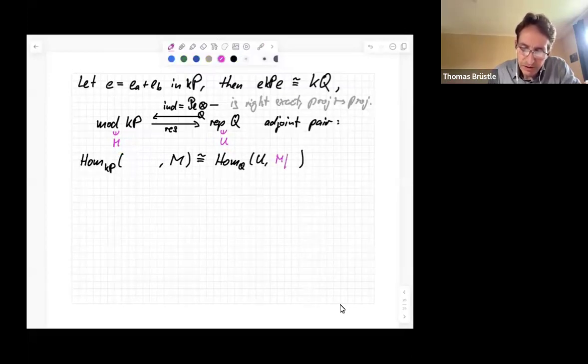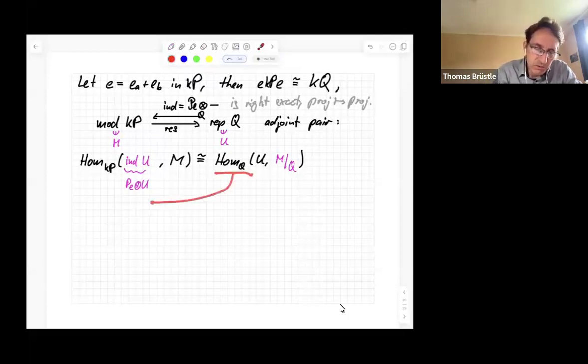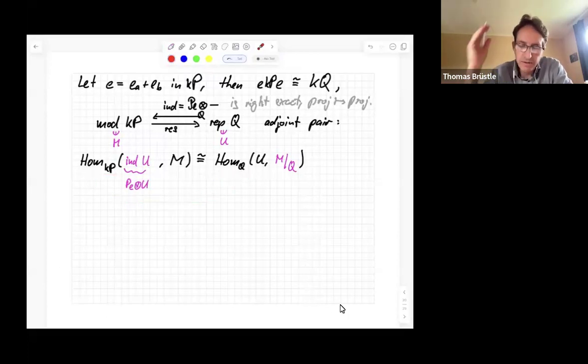M restricted to Q on the right-hand side, this is isomorphic to computing the homomorphism space of the induced module U on the other side. So this is the classical adjunction formula. This, in U, would be PE tensor U. Using my adjunction formula, I can transport information that I know about Hom spaces on Q to Hom spaces over the larger poset. I can lift this information. So this is what we're going to do now.